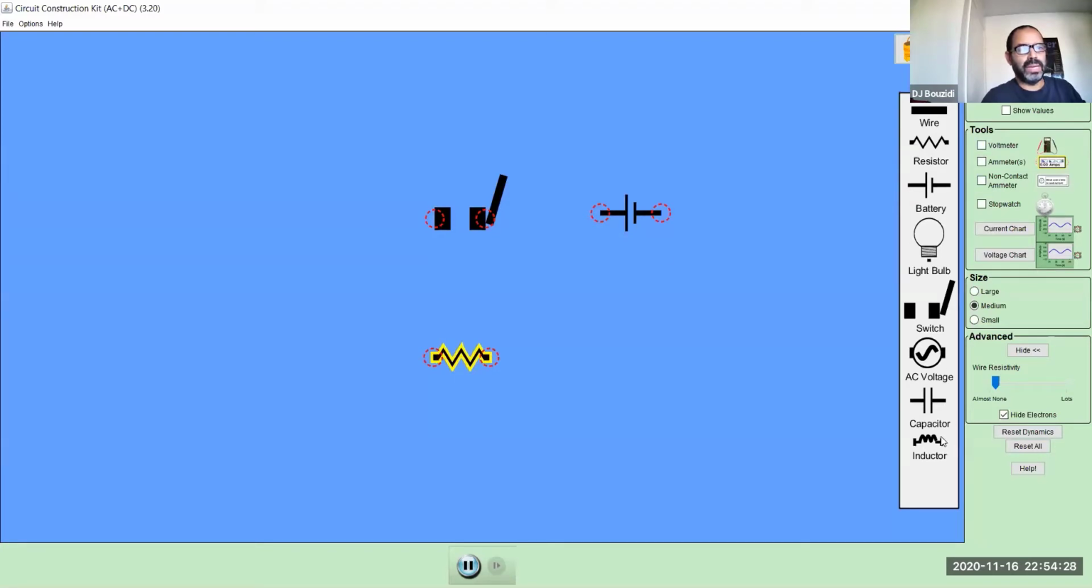I have to take an inductor. Here is an inductor in my circuit. Okay, and I need a bunch of wire to connect this thing. So I'm going to connect this too. Make sure you drag things and they're connected. Okay, I'm going to connect this wire here.